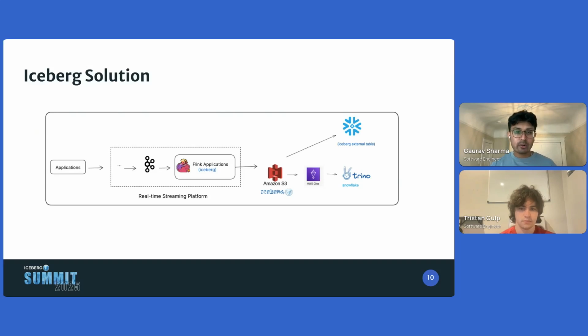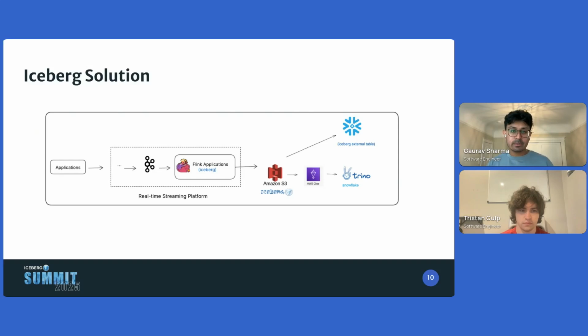So with that, we migrated our solution to use Iceberg. Here's the high level architecture using Iceberg. Not a lot has changed with the real-time streaming platform itself. We can see applications still produce to Kafka, and we still have Flink applications consuming the data from Kafka. But in this case, they're Iceberg Flink applications, and that means they're writing to S3 in Iceberg format. In front of the raw data, we have AWS Glue as our data catalog or metadata management service. And we have query engines such as Trino, which use the catalog so our downstream users can query the data.